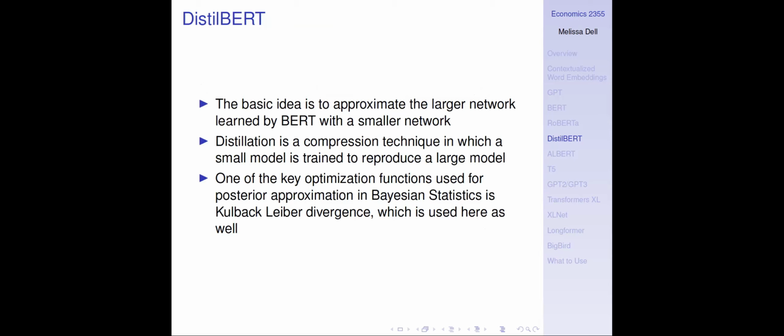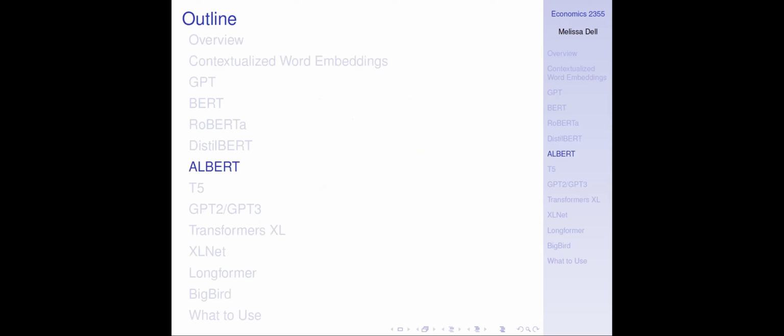It uses this Kullback-Leibler divergence, which is used in Bayesian statistics to approximate posteriors, but works in this context as well. So if you guys are interested, you can go check that out. Okay, so DistilBERT is not the only lightweight option.